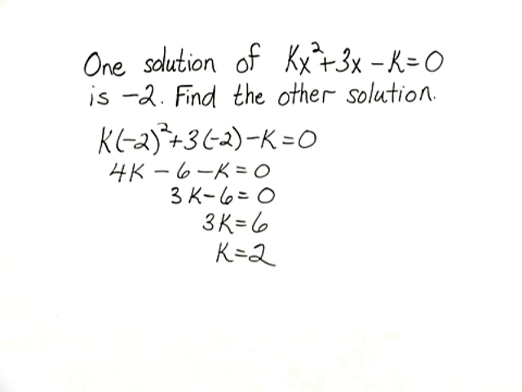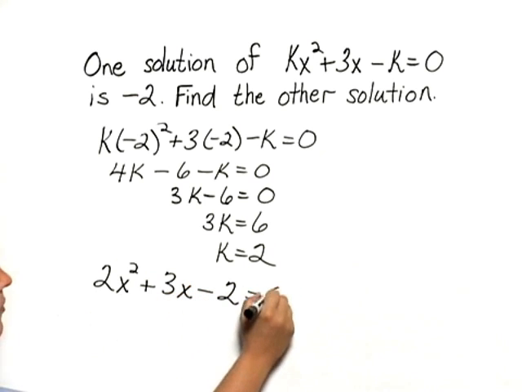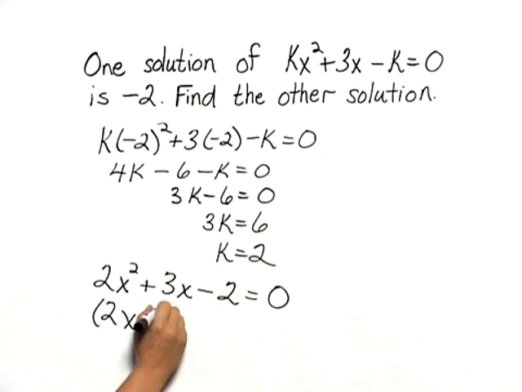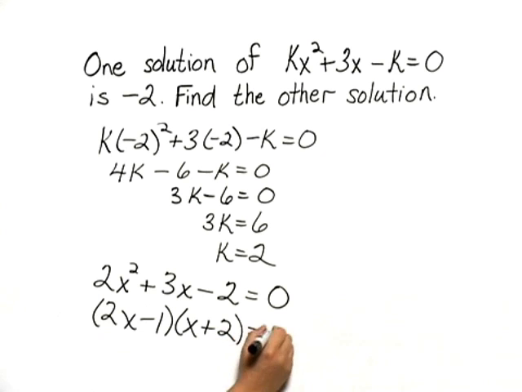Now this is not the answer, but it is the value of k, so that now I can write my quadratic equation without a k. In other words, I can write it as 2x squared plus 3x minus 2 equals 0. Now we have a quadratic equation that we can factor and solve. This factors into 2x minus 1 times x plus 2 equals 0.